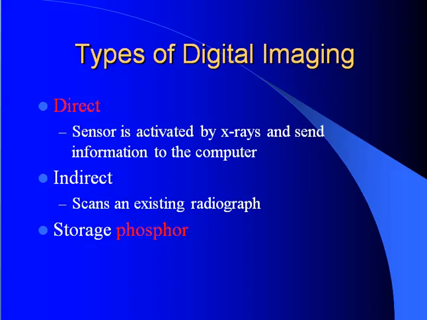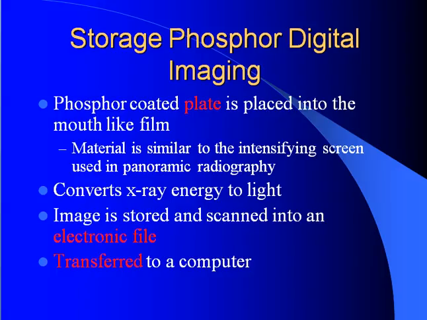Digital imaging can be direct or indirect. In direct digital imaging, the sensor is activated by X-rays and sends the information to the computer. Indirect digital imaging can involve scanning an existing radiograph or the use of storage phosphor.